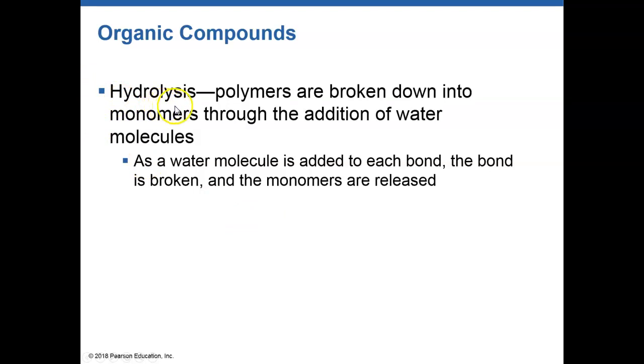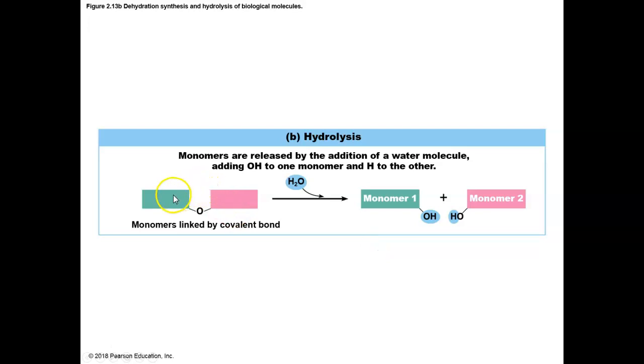So the opposite of this is hydrolysis, where you break down the polymer back into its monomers by the addition of water. And so here again we have the two monomers that were linked together, producing that dimer. We add water to the system, and we break it back down into monomer 1 and monomer 2.